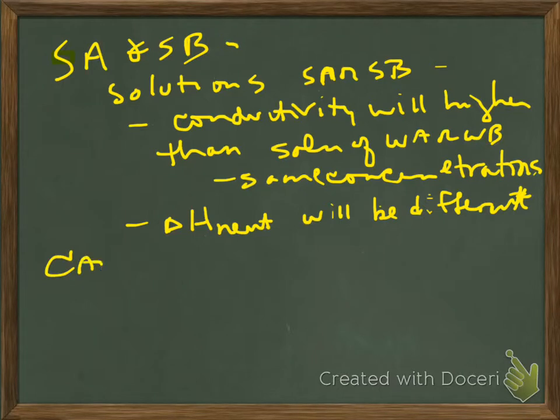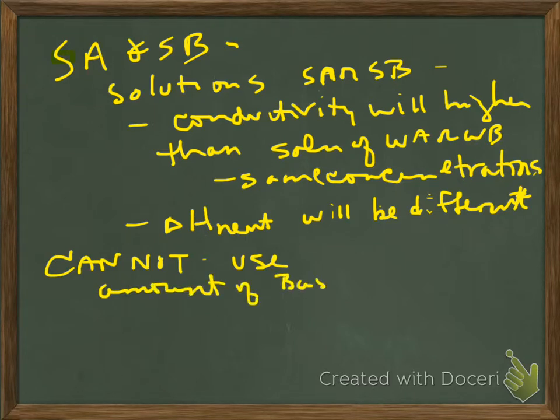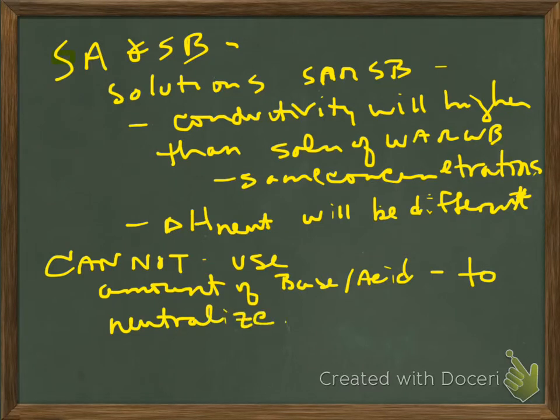Okay. You cannot use the amount of base or acid to neutralize it because that would be equal for the same volume and concentration. So you're really looking at conductivity and heat of neutralization to tell the difference between a strong acid and a weak acid or a strong base and a weak base. You cannot use the amount of acid or base to neutralize because that is only based on the number of hydronium ions or the number of hydroxide ions.